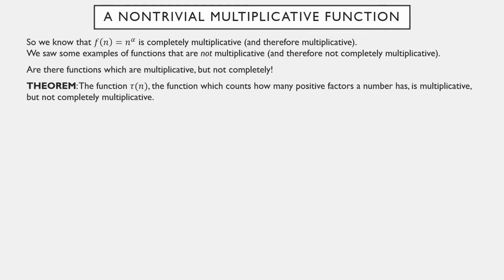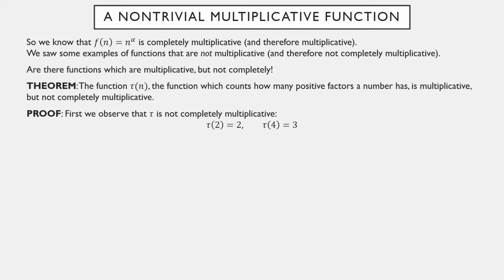So there is, in fact, a function that has this property that we've already seen. Tau of n, the function that counts how many positive factors the number has. This is a multiplicative but not completely multiplicative function. First, we can observe that tau is definitely not completely multiplicative.